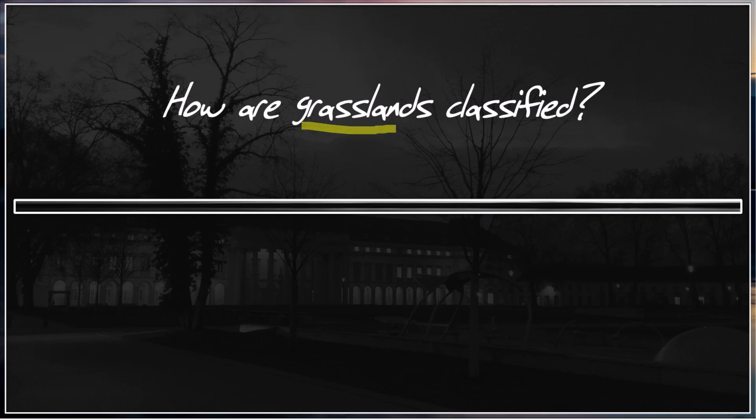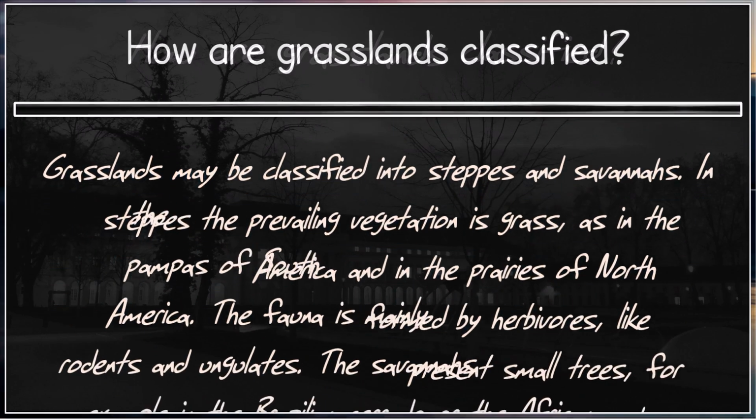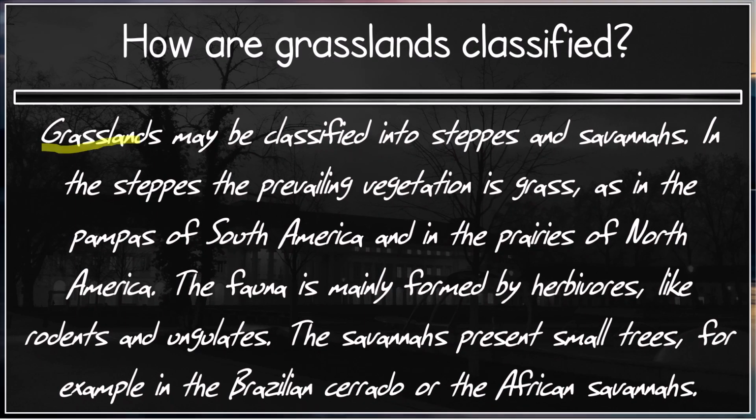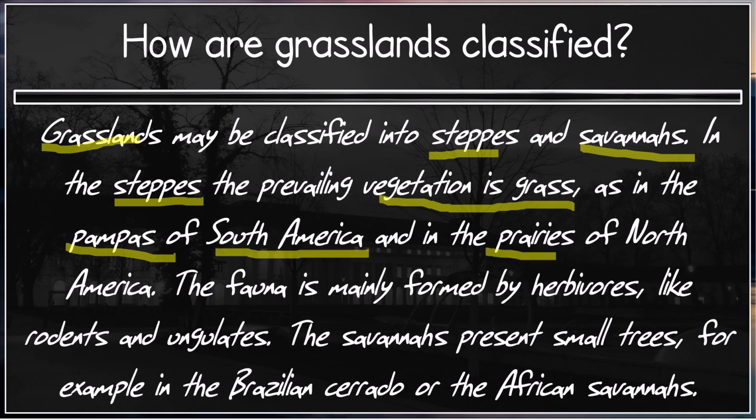How are grasslands classified? Grasslands may be classified into steppes and savannas. In steppes, the prevailing vegetation is grass, as in pampas in South America and in the prairies of North America. Fauna is mainly formed by herbivores like rodents and ungulates.